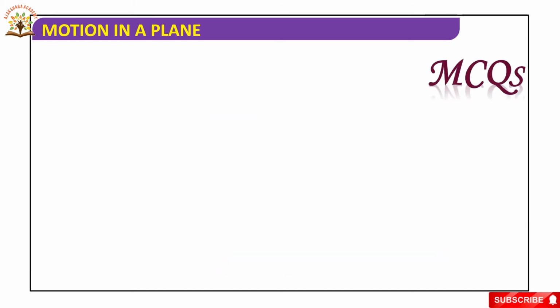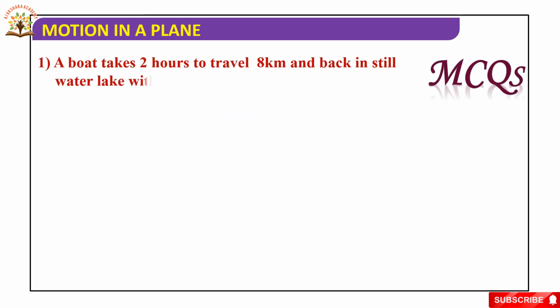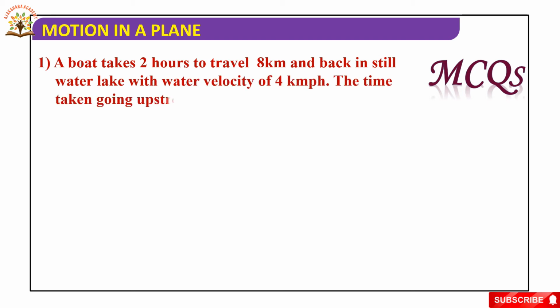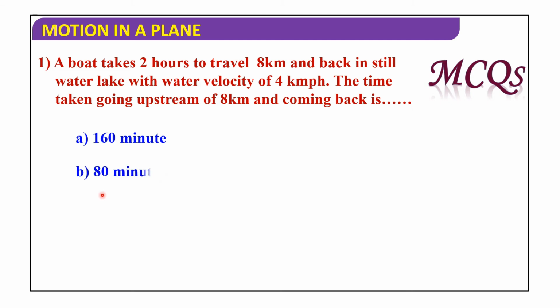Now let us discuss MCQs. First one. A boat takes 2 hours to travel 8 kilometers and back in a still water lake with water velocity of 4 km per hour. The time taken going upstream of 8 km and coming back is, options: 160 minutes, 80 minutes, 320 minutes and 180 minutes. Now let us discuss.